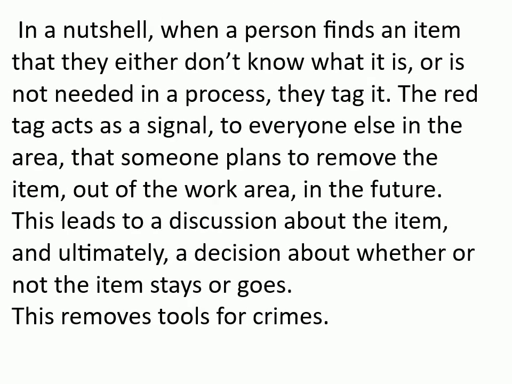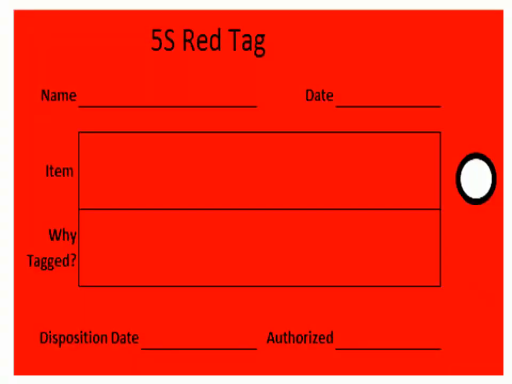Red tag system. In a nutshell, when a person finds an item that they either don't know what it is, or is not needed in a process, they tag it. The red tag acts as a signal to everyone else in the area that someone plans to remove the item out of the work area in the future. This leads to a discussion about the item, and ultimately, a decision about whether or not the item stays or goes. This removes tools for crimes. A sample of a red tag.